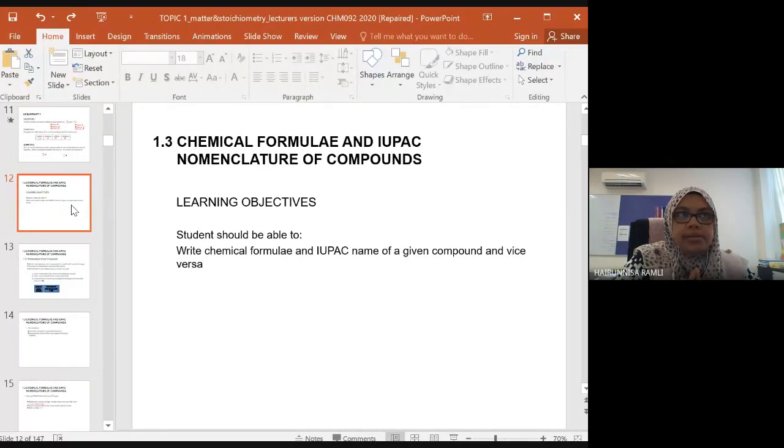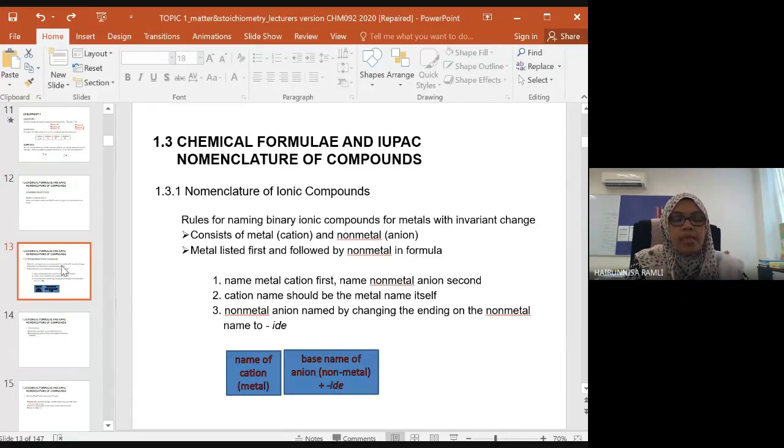IUPAC stands for International Union of Pure and Applied Chemistry, if I'm not mistaken. So we follow this IUPAC system. Basically we have two types of compounds: ionic and also molecular compounds, which are covalent. Even for ionic itself, we have a few steps for naming. The very basic one is the binary ionic compound.